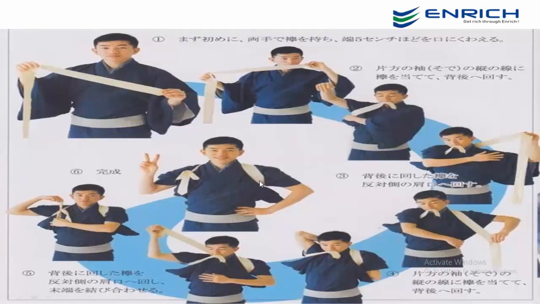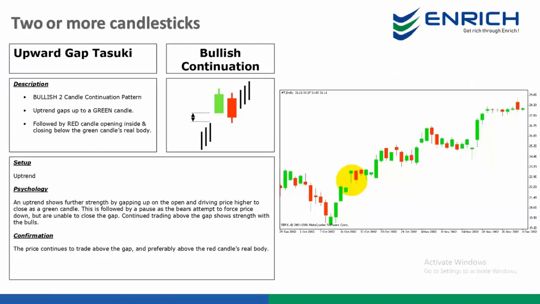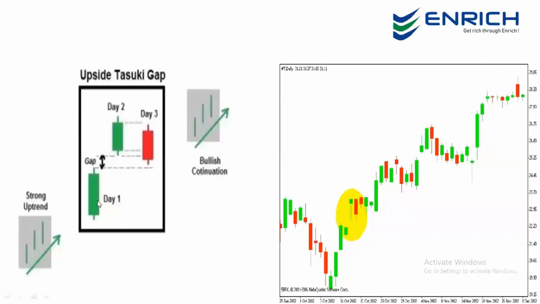So basically when they tie this, there is a gap. So the meaning of the term Tasuki comes from the gap, okay? This is just for your information. Now, let's look at what it actually is. The first bar, as you can see, is a large white or green candlestick, okay, with a clear uptrend.